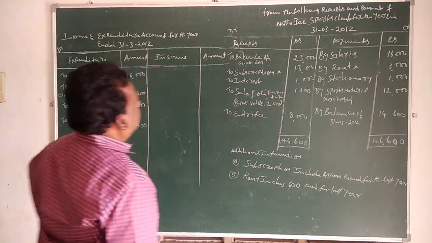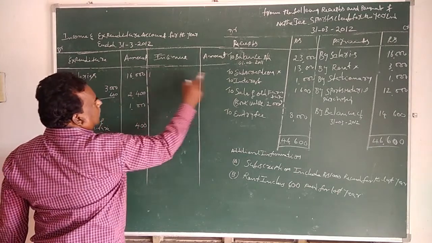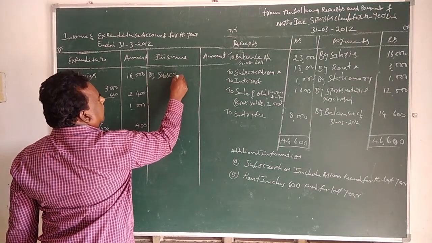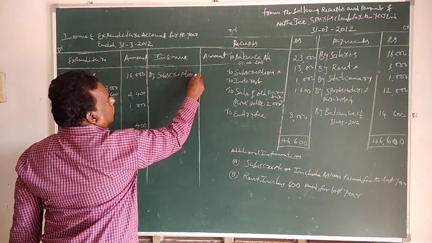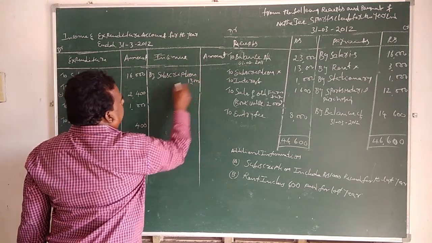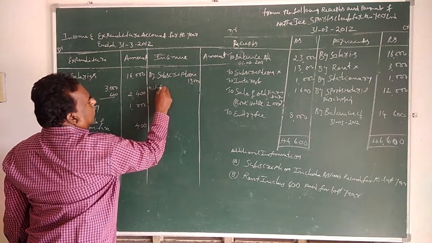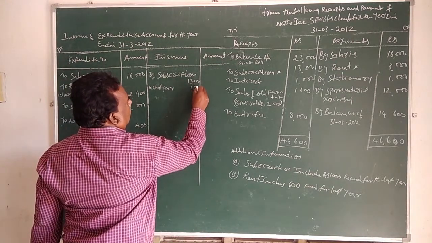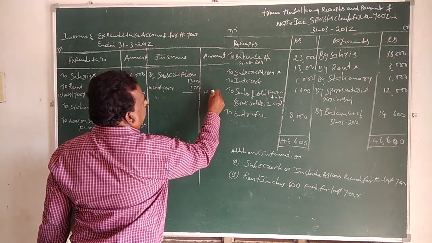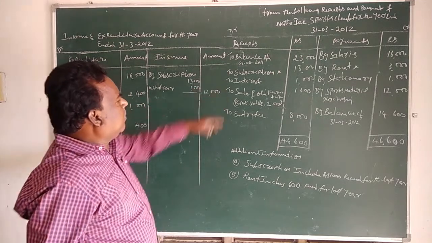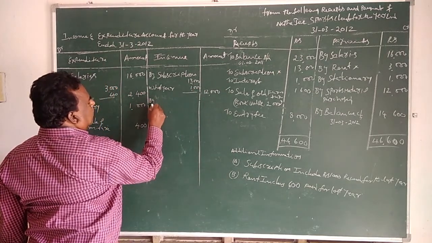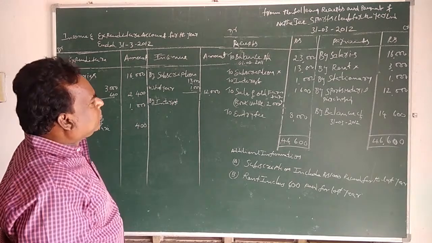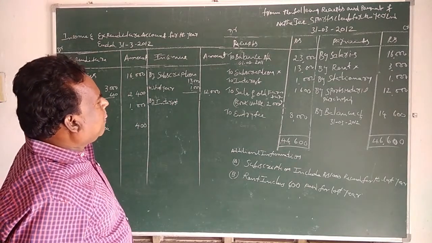Here, incomes. By subscriptions 13,000, in which minus last year 1,000, outer column 12,000 only. Then by interest 1,000.